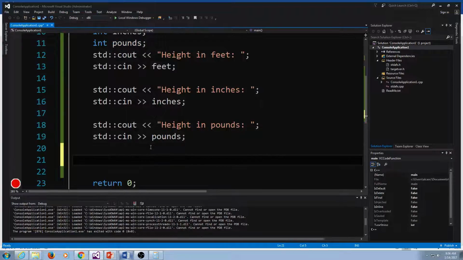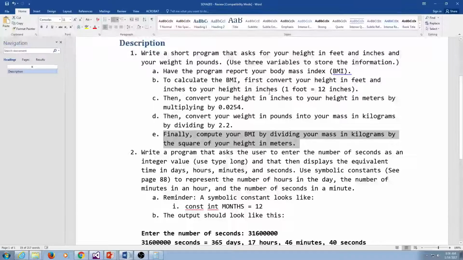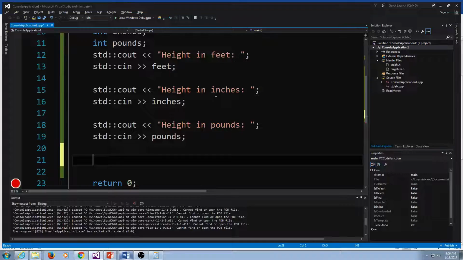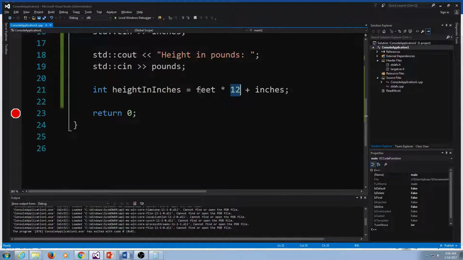Okay, and my recommendation is first you have to convert your height in feet and inches to your height in inches. So I'm going to make a new variable that's height in inches be equal to feet times 12 plus inches, because I know that there's 12 inches in a foot. So this is my height in inches. And then what I want to do is get my height in meters.